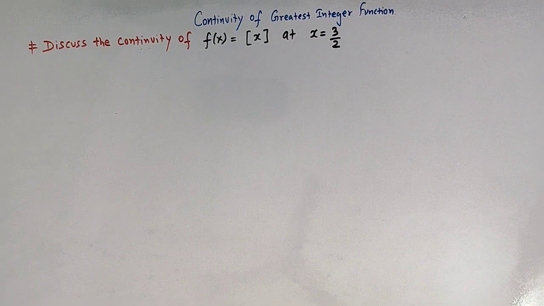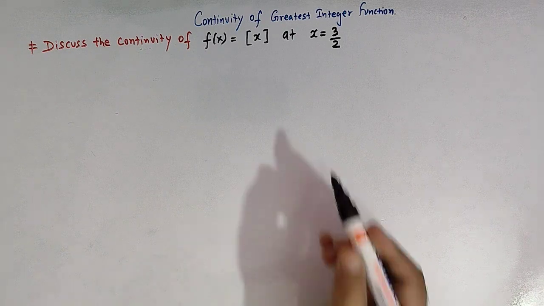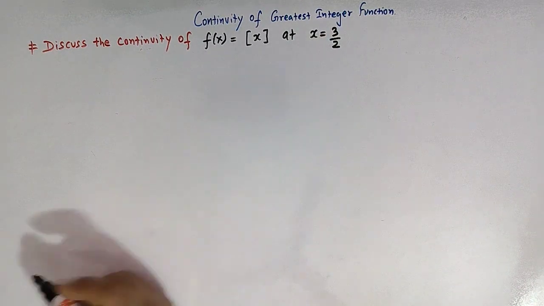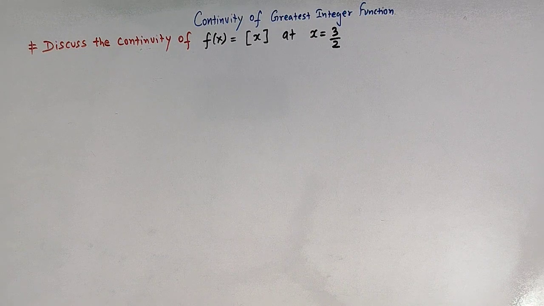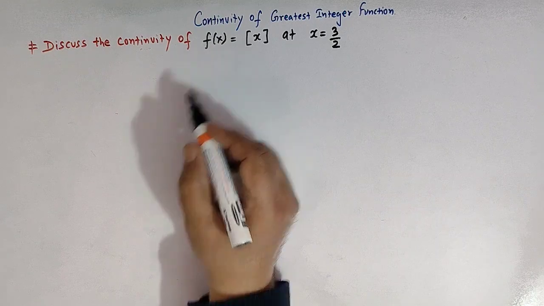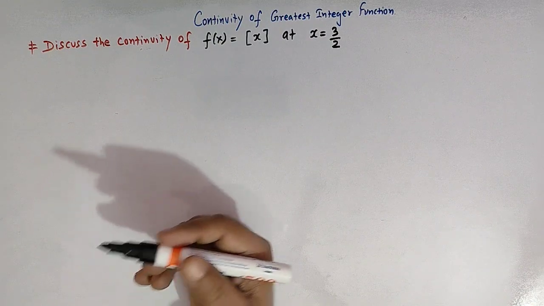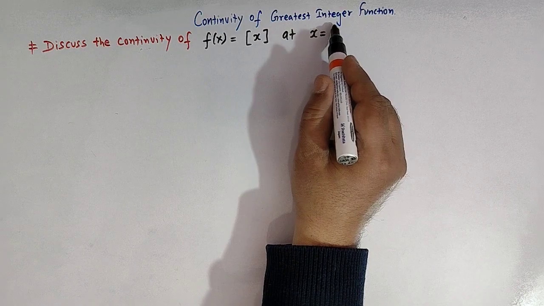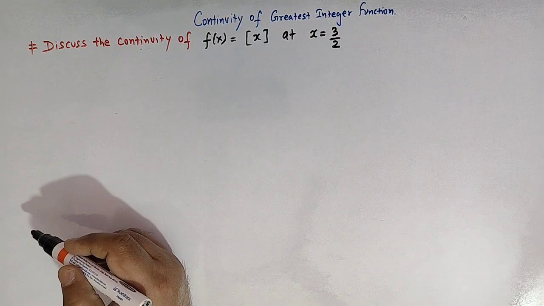Hello viewers, in today's class we are going to discuss the continuity of the greatest integer function at the point x is equal to 3 by 2. So here we'll see whether the greatest integer function is continuous or discontinuous at the non-integral points.